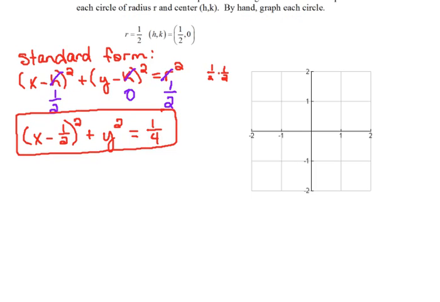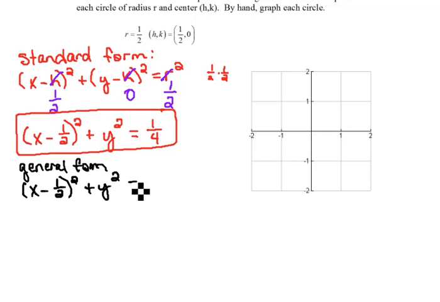Now it also asked us to find the general form. And again, if you'll remember, the general form just comes from us multiplying everything out from the standard form, collecting like terms, and putting them in the right order. So if we were to multiply out, and I could go ahead and put that in here again, this was our standard form where we're starting from.